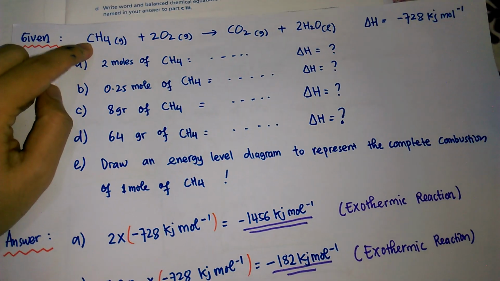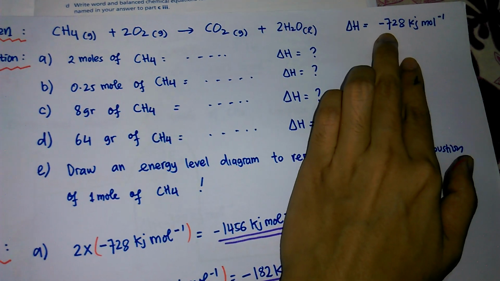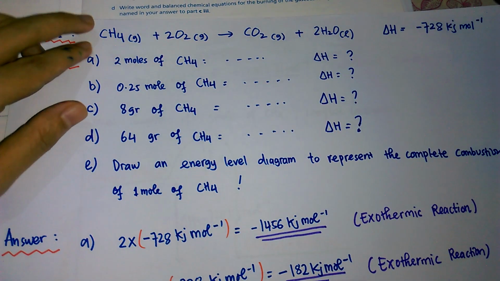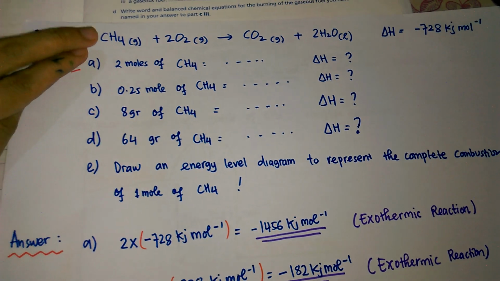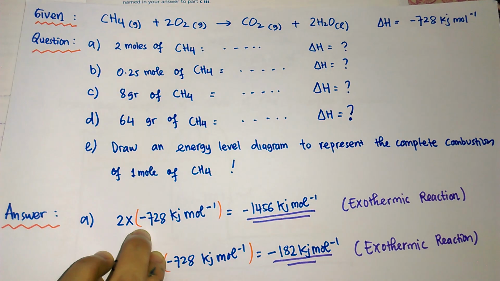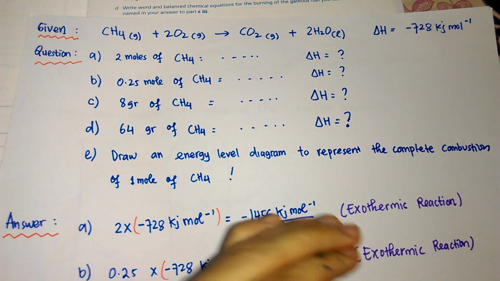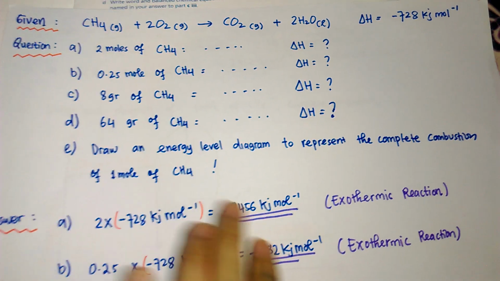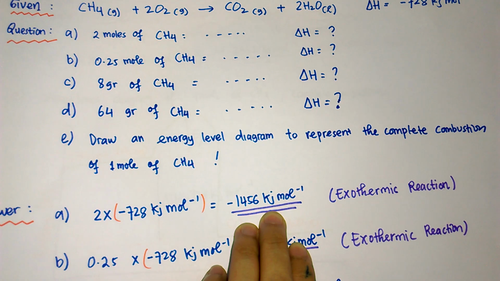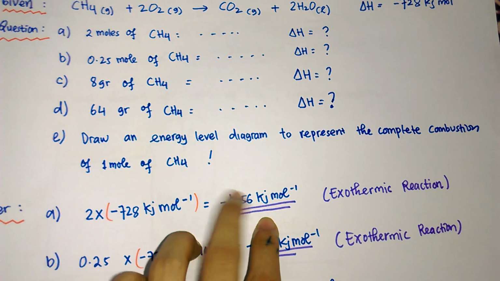If we combust 1 mole of methane, this is the energy that it released, negative 728 kilojoule per mole. Then how if we burn 2 moles? Of course, the energy is going to be double. So just multiply 2 moles by negative 728 kilojoule per mole because we release energy. That's the meaning of this sign. So we get 1456 kilojoule per mole of energy, and this is an exothermic reaction because the sign is negative.